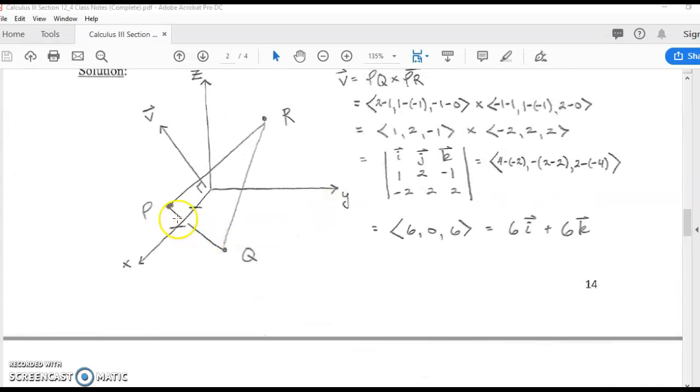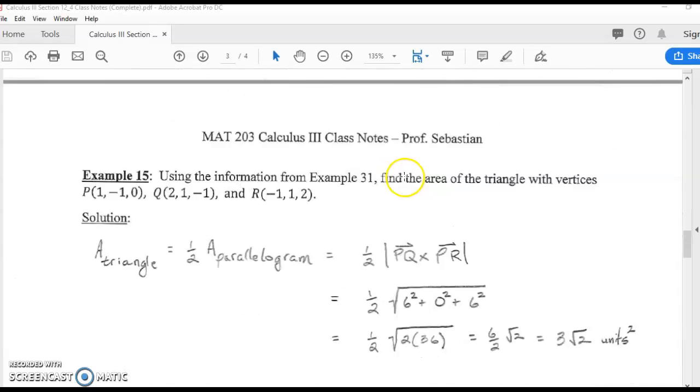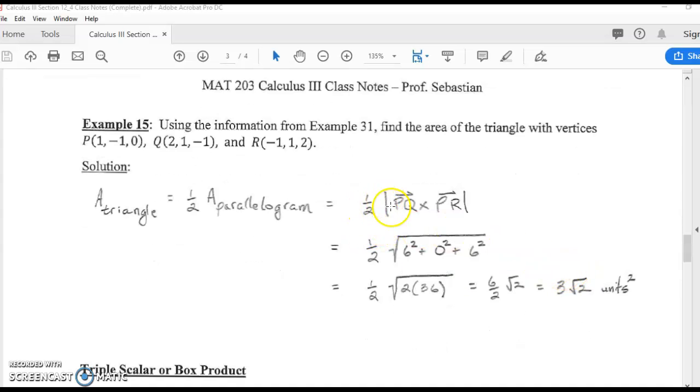Okay, so this is the triangle. Now, a parallelogram would be twice that size, right? So the bottom line is the area of the triangle is half of the area of the parallelogram formed by the vectors PQ and PR. So it's half of the length of the cross product. So remember the cross product was 6i plus 6k.